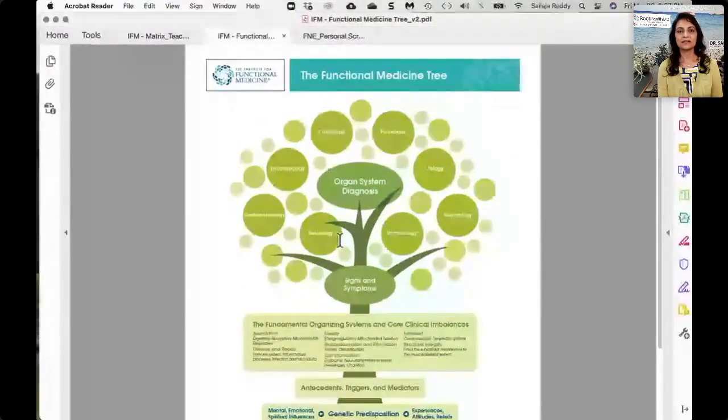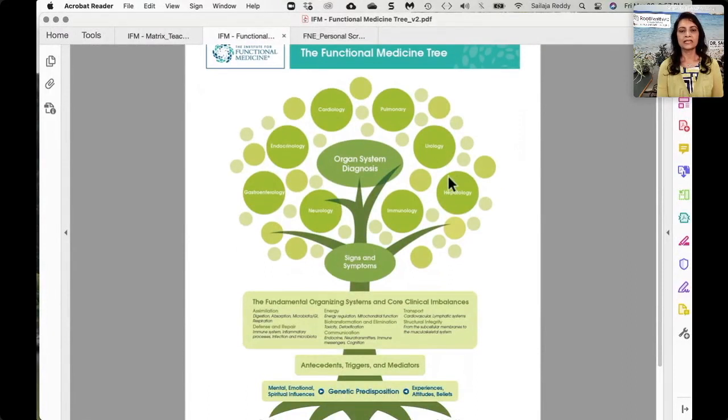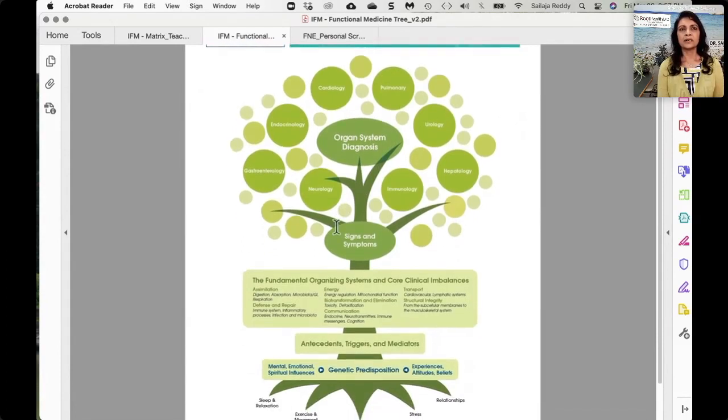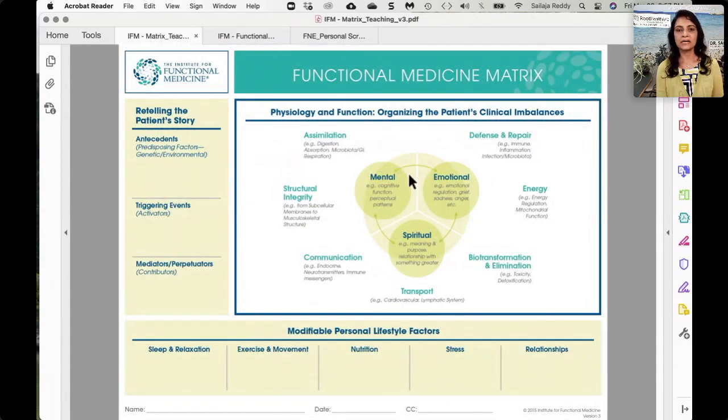So this is the functional medicine tree. This is what the current conventional system uses: endocrinology, gastroenterology, cardiology, pulmonary. This is basically organ-based medicine. Now we need to shift this thinking to physiological systems. The functional medicine model maps signs, symptoms, and diagnosis into areas of imbalance that are organized into a 7-sided matrix. This is the functional medicine matrix.